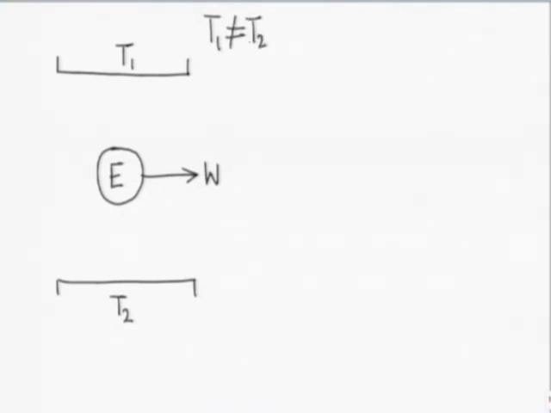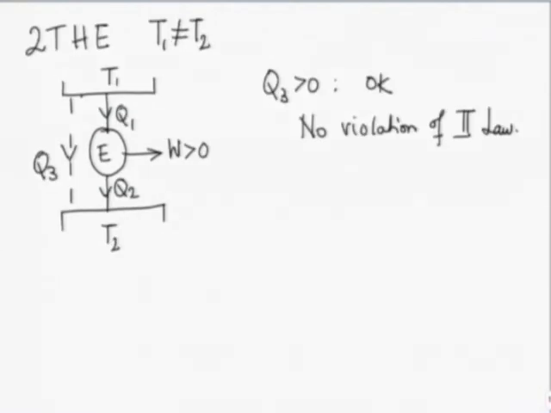I have T1, I have T2, I have my engine E which produces W. T1 is not equal to T2, and the engine is working in such a way that it is absorbing Q1 and rejecting Q2 to T2. Now let me say that since T1 is not equal to T2, the zeroth law said that at least one way is possible. Heat will go from T1 to T2 if you allow it to go directly, that means allow them to interact across a diathermic partition, or it will go from T2 to T1.